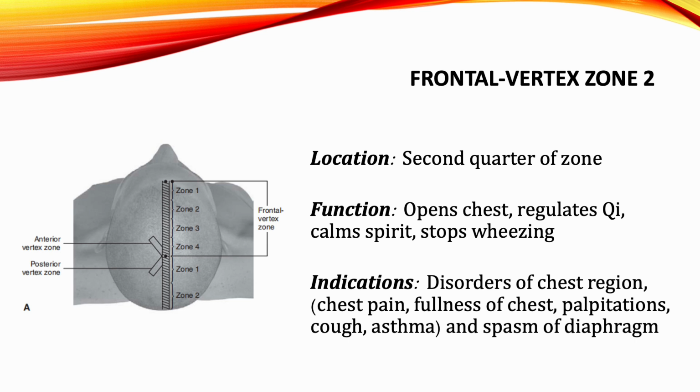Frontal vertex zone 2. Location: the second quarter of the zone. Opens the chest, regulates qi, calms the spirit, and stops wheezing. Primarily used to treat disorders of the chest region, such as chest pain, fullness of the chest, palpitations, cough, asthma, and spasm of the diaphragm.